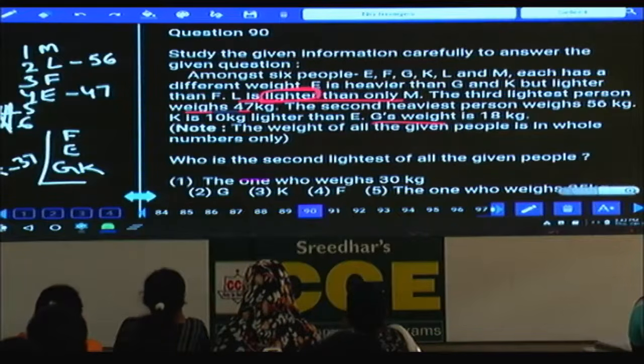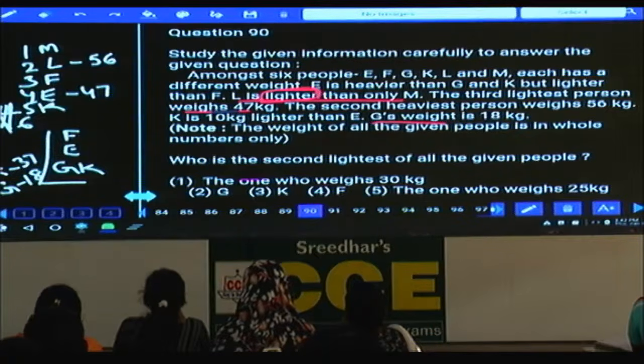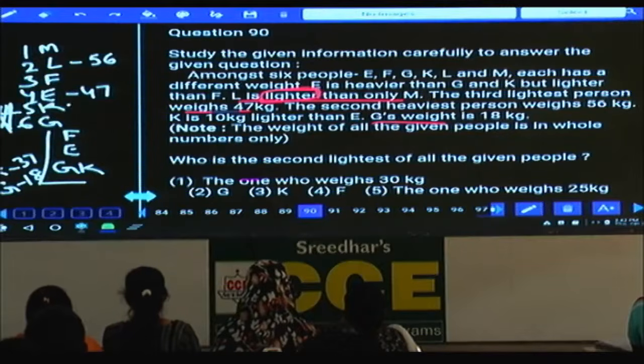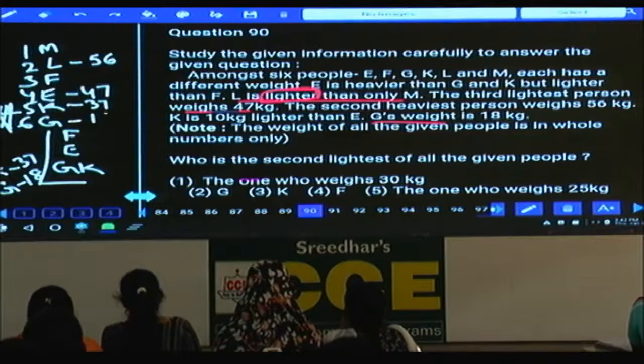And G's weight is 18. Now G is 18. 18 is lesser than 37. Then what is the order we have? K at the 5th position, G at the last position. Now K is 37 and G is 18. Done with this? Then coming to this one.